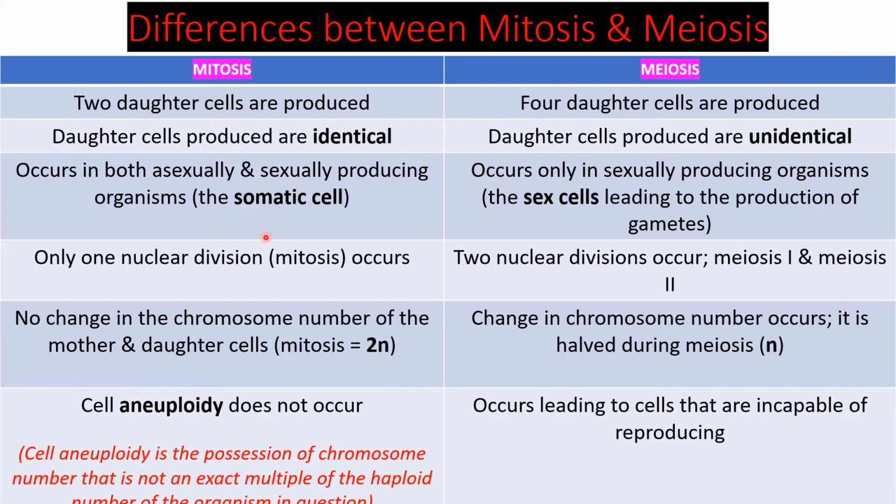In mitosis, what is called cell aneuploidy does not occur. So what is cell aneuploidy? Cell aneuploidy is the possession of a chromosome number that is not an exact multiple of the haploid number of the organism in question. Aneuploidy occurs in meiosis, leading to cells that are incapable of reproducing. We'll see this in some of the future modules.